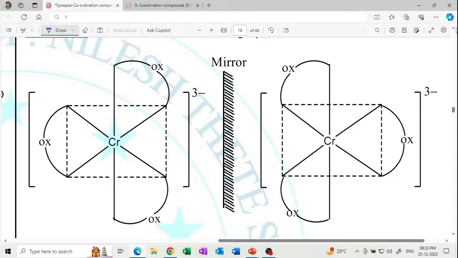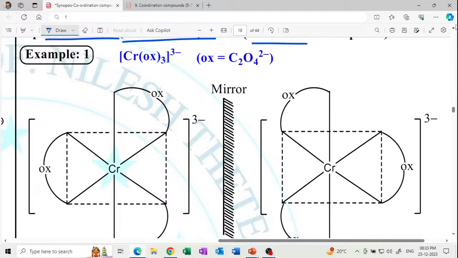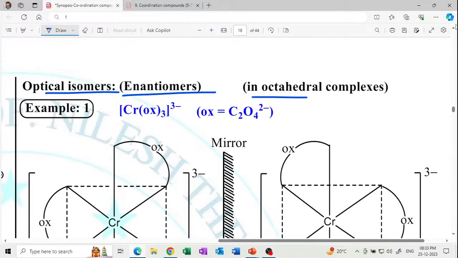Did everyone understand the complex? [Cr(ox)3]3-. Get it? So this is the structure of the optical isomers. They are called enantiomers. What are enantiomers? These are mirror images. You have to draw mirror images. Left right, right left.